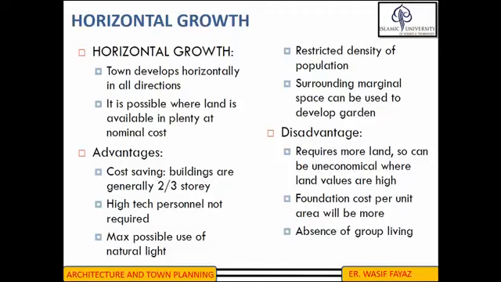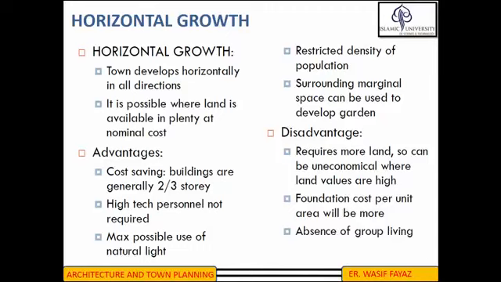Regarding the advantage of horizontal growth, in general, there will be saving in the cost of buildings, which will usually consist of 2 or 3 stories. Horizontal growth does not require high-tech personnel for construction purposes. Because of the horizontal growth, the height of the buildings is not that high, and there is maximum possible use of natural light.